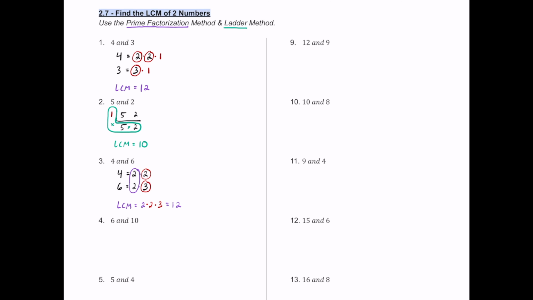For number 4, let's go ahead and use the ladder method for 6 and 10. So 6 and 10, write them next to each other. And our goal is to see what they have in common.